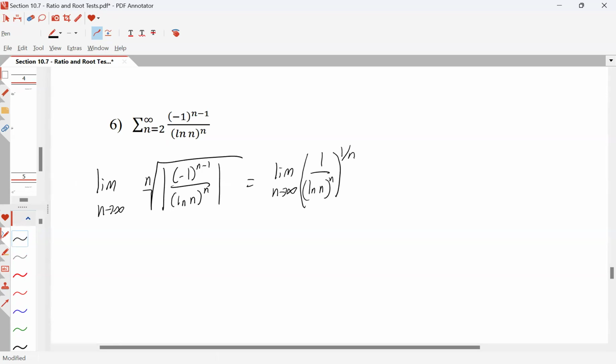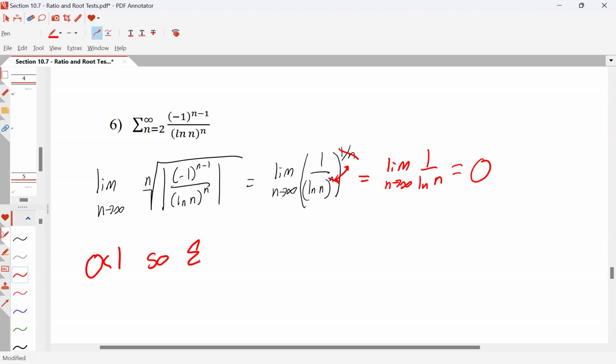So 1 over n. This 1 over n times n cancel each other. We are looking at the limit as n goes to infinity of 1 over the natural log of n. This, by growth rates, or the fact that natural log of n keeps increasing as n goes to infinity, this limit is 0, and we compare that limit against 1. 0 is less than 1.